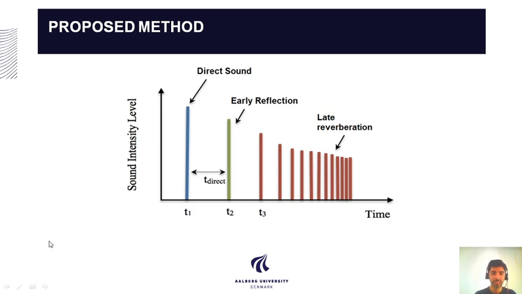Three main components are present within a room impulse response. The direct path component, which is the shortest distance a sound can take. The first order early reflection, which is the distance the sound takes when it bounces off a wall and then reaches the microphone. And finally, the late reverberation.